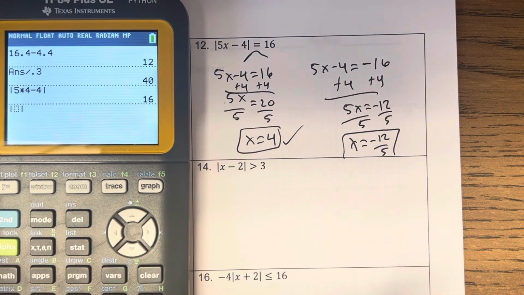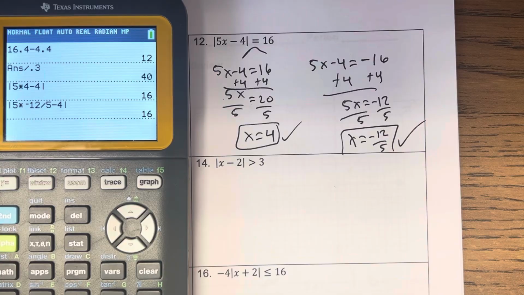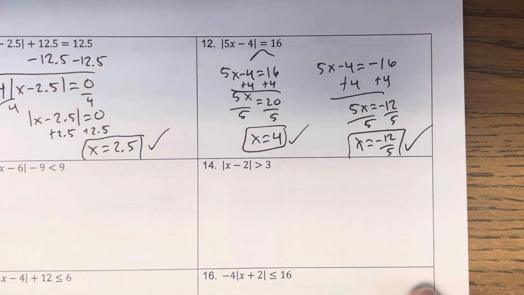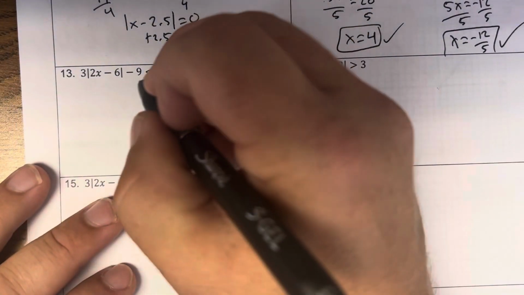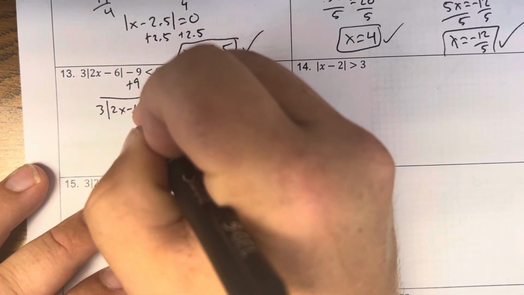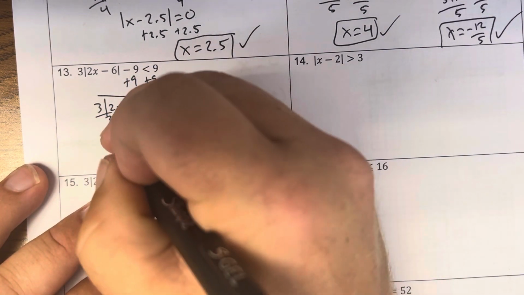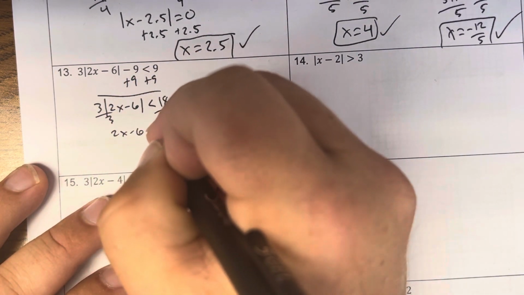Math, absolute value, 5 times negative 12 divided by 5 minus 4 equals 16, check. All right, and this one will add 9 over 3. Absolute value of 2x minus 6 is less than 18. We'll divide by 3. So 2x minus 6 is less than 6.